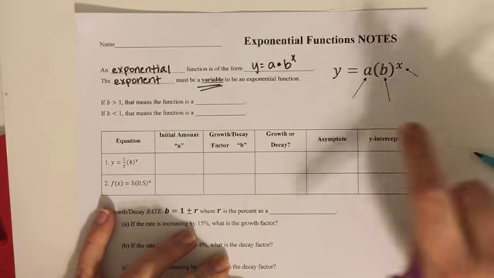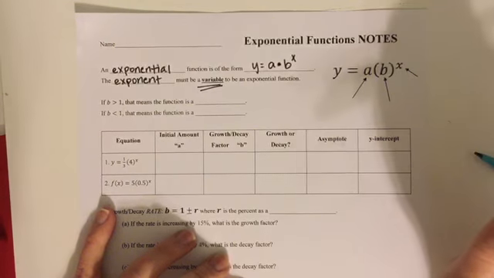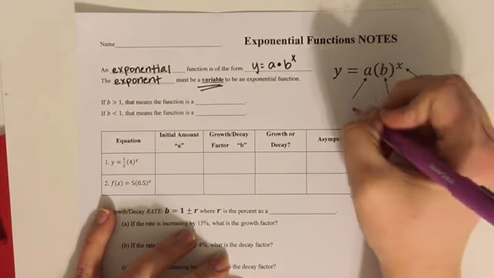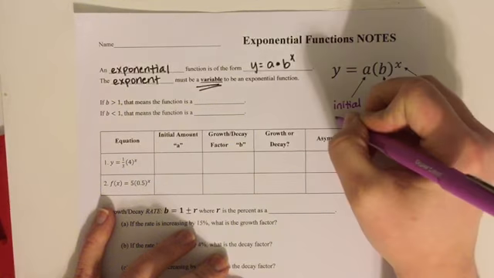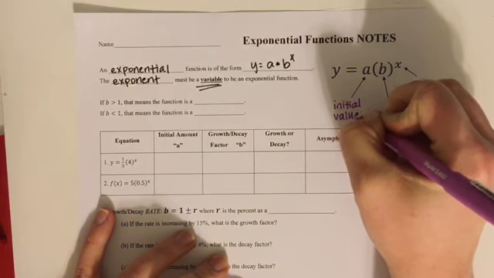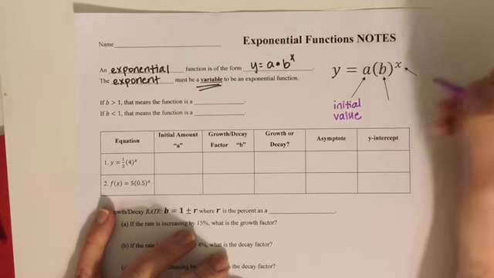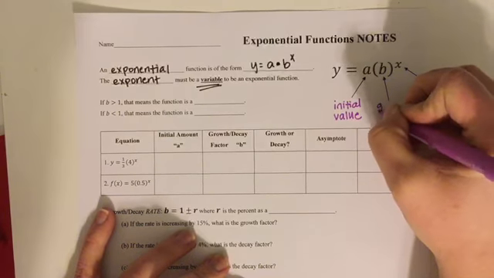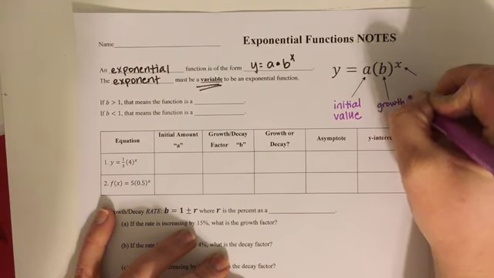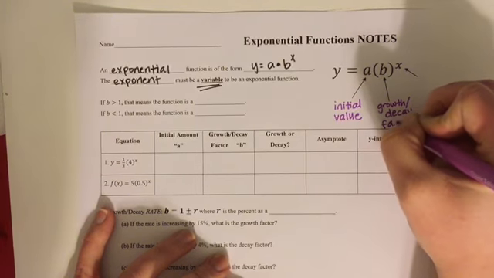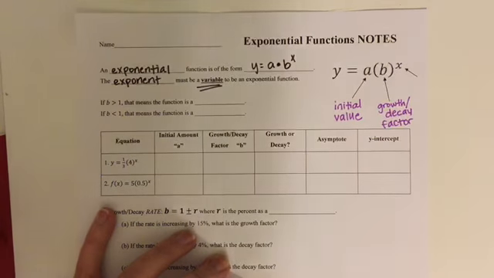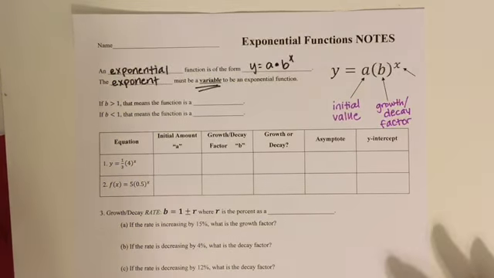Just to remind you guys real quick about the different things we talked about yesterday, a was our initial or starting value, and we'll get into that in a bit, and then b was, depending on if it was growing or decaying, what we called our growth or decay factor. Okay, so that's what we did yesterday.